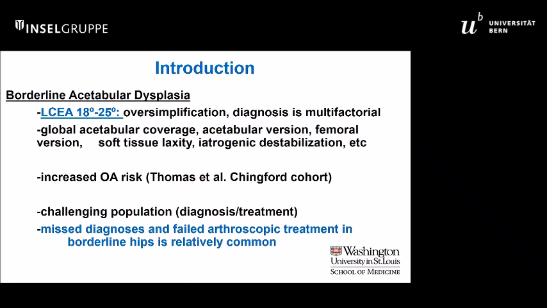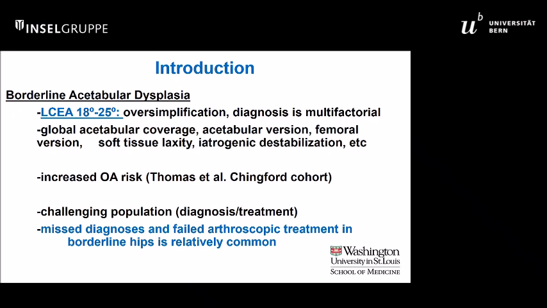We now know this is an oversimplification of a very complex and variable deformity. Decision-making in this population is one of the big controversies in hip preservation, and we really need to think about this globally. Coverage, version, femoral version, soft tissue laxity, previous surgery, all can affect the decision-making.